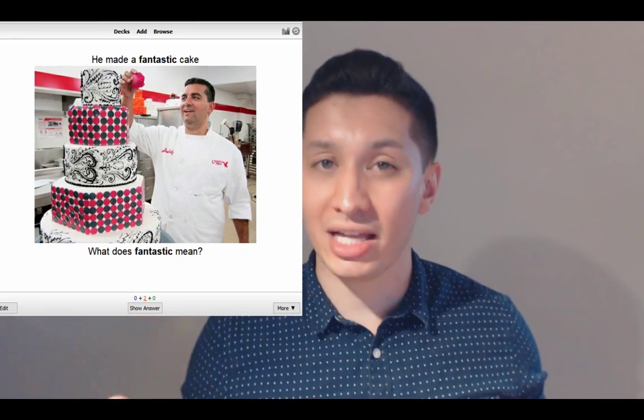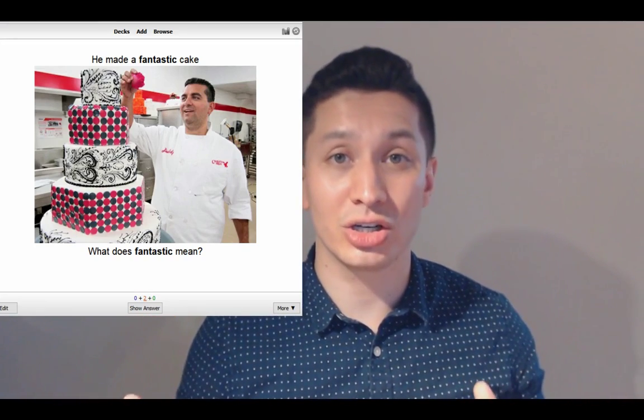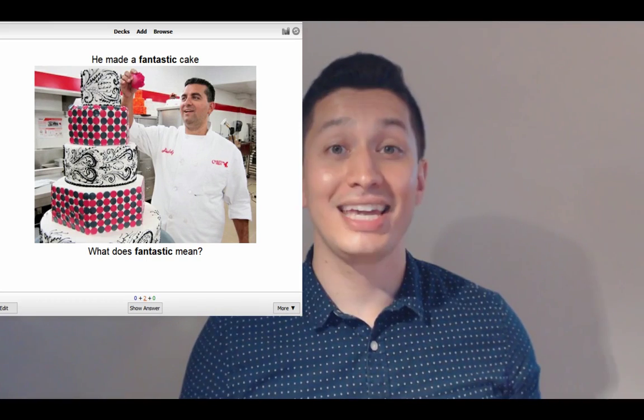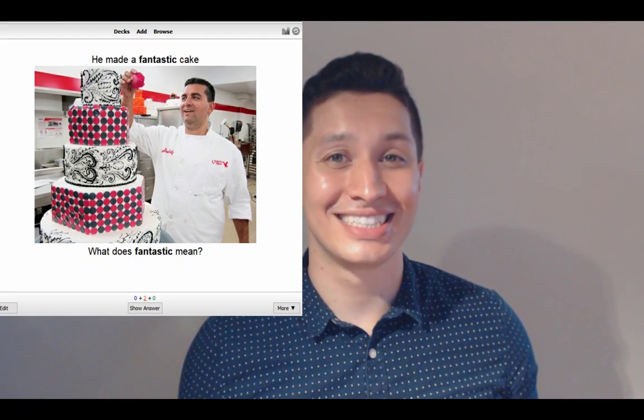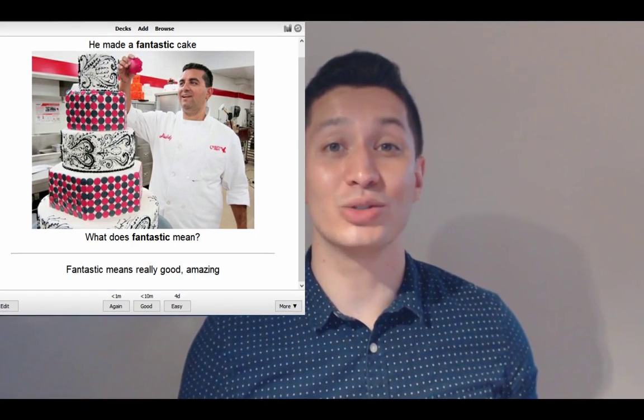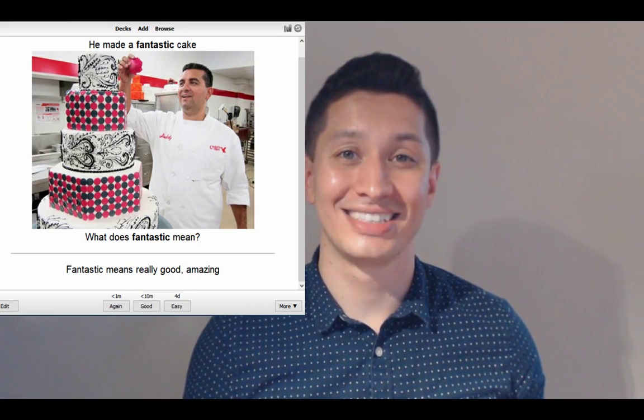So using only English, I create a card with a picture and the words I want to learn. He made a fantastic cake. What does fantastic mean? Fantastic means something is really good or amazing. The cake is fantastic. Notice how I use only English in my question and definition. And I attach the word fantastic to an idea in English. Now, when I think of the word fantastic, I imagine this fantastic cake. And I don't have to translate to my native language. I already understand this word and I have a memory of it.